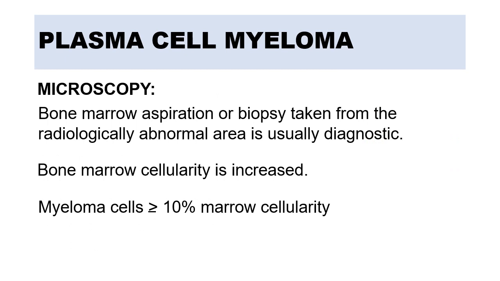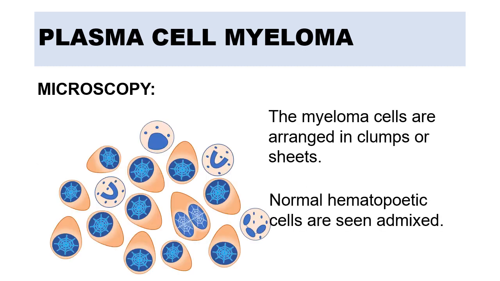Coming to the microscopy, bone marrow aspiration or a bone marrow biopsy is taken from the radiologically abnormal area, and this is usually diagnostic. The overall bone marrow cellularity is increased in plasma cell myeloma. Myeloma cells contribute equal to or more than 10% of the marrow cellularity. Myeloma cells can be seen arranged either as clumps or diffusely as sheets amidst the normal hematopoietic elements. As the disease progresses, there will be mild suppression of the normal hematopoietic cells as well.